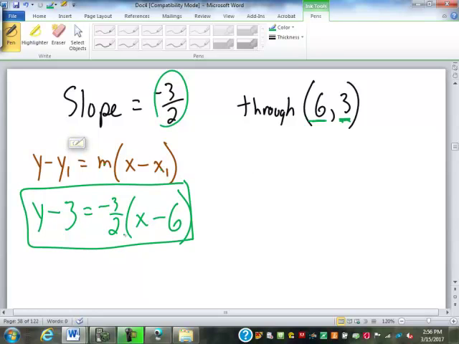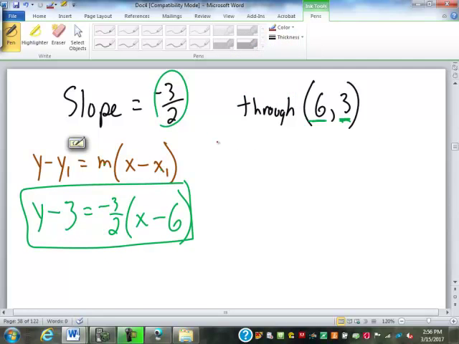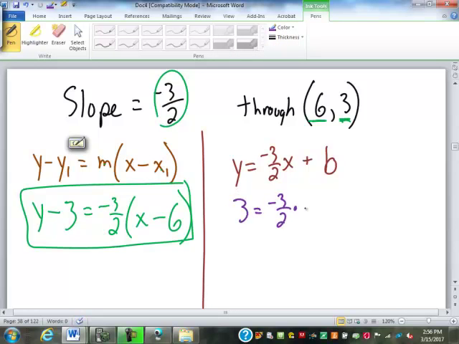That's not in y-intercept form, but it's not hard to change it into y-intercept form. But let's go ahead and write our equation in y-intercept form like we were before. Then I'll show you that they're equal. So this equation would start out y equals negative 3/2 times x plus b. So to find b, what's going in for y? 3. And for x? 6.